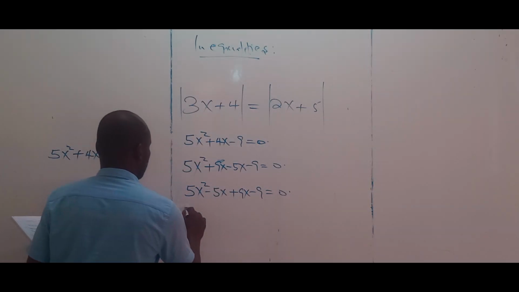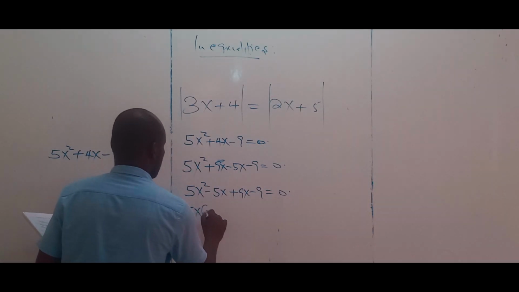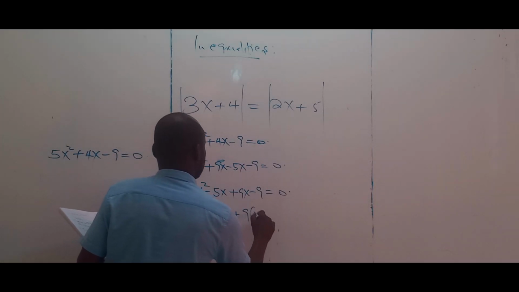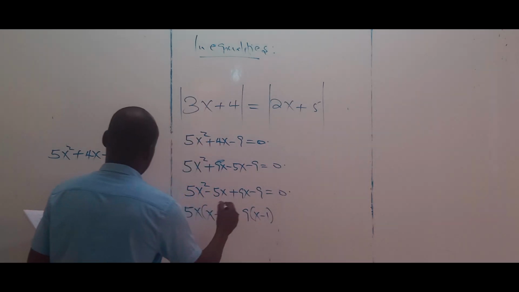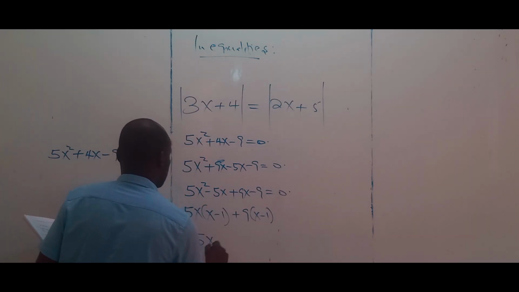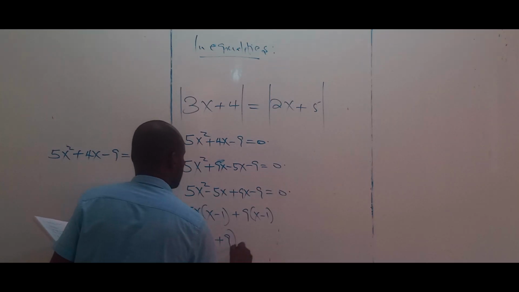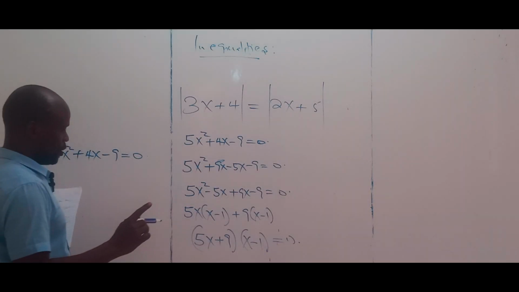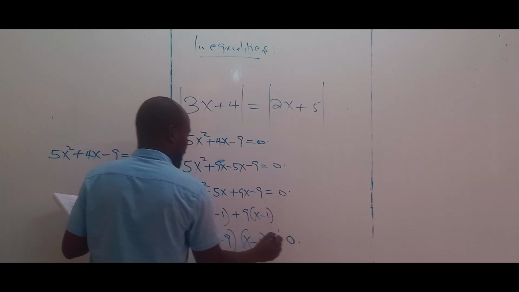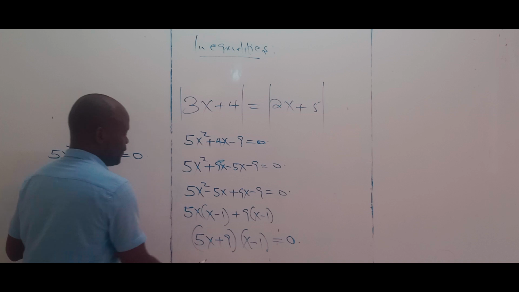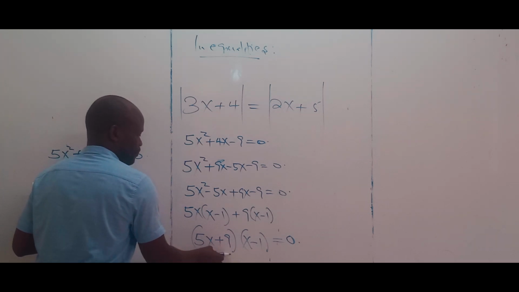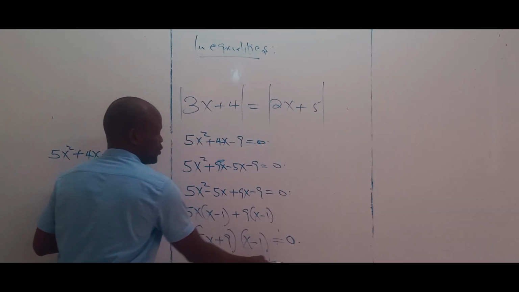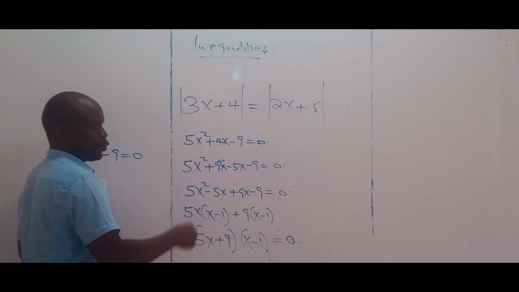So I can factorize 5x so that I have x minus 1 plus 9 into x minus 1. So what I have here then is 5x plus 9 in bracket, x minus 1, should be equal to 0. So here, what it means is that it's either this term is equal to 0 or this is equal to 0. And that's why we are going to have two roots.